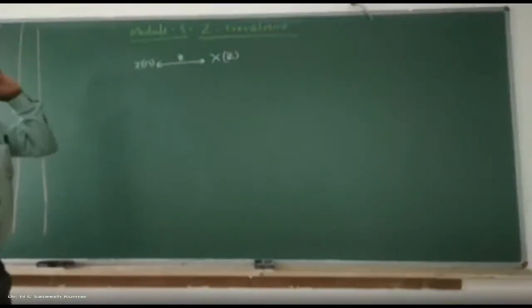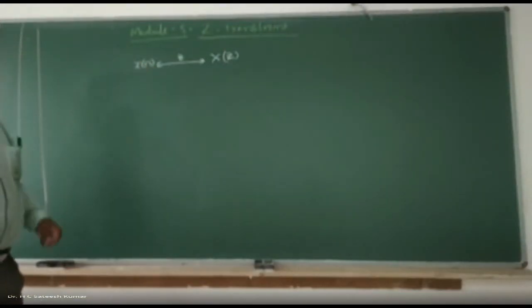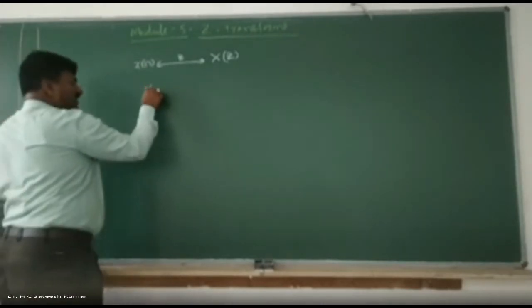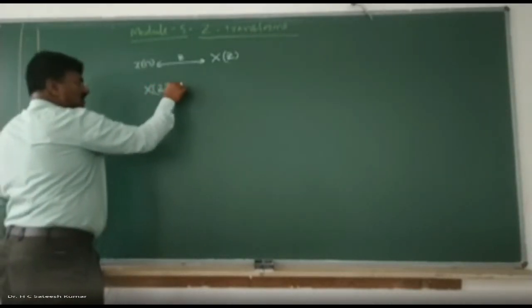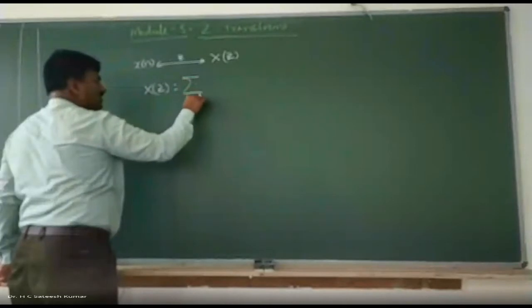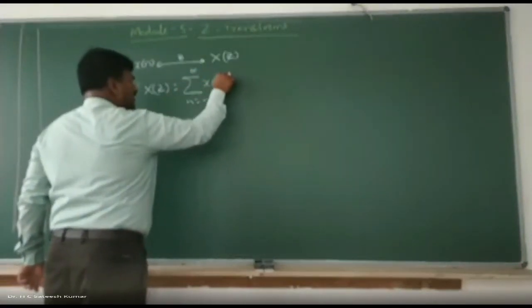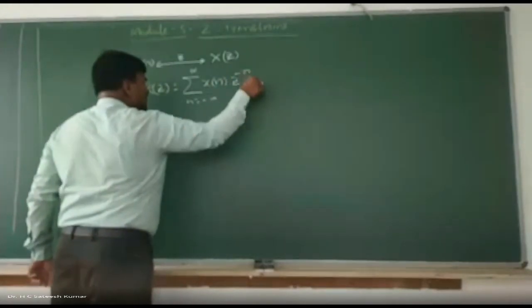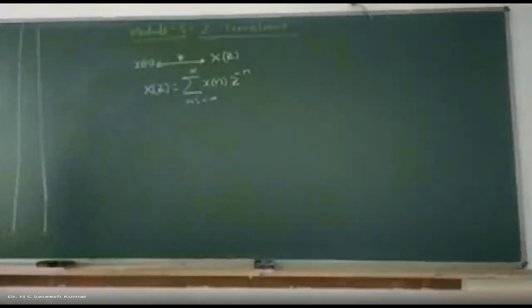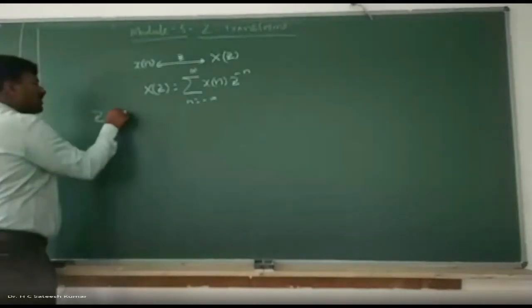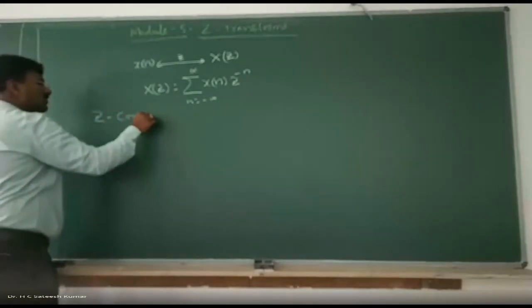So x of n has z transformation x of z and is defined by x of z is equal to summation n varies from minus infinity to plus infinity x of n into z to the power of minus n, where z is a complex quantity.